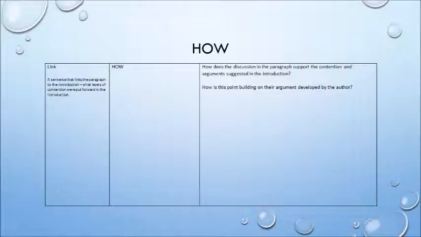And lastly, how does the discussion in the paragraph support the contention, the argument suggested in the introduction? How is the point building on the argument developed by the author? And the last one, how does this particular word make the audience angry, aggressive, annoyed, anything like that? So how does it actually impact the audience?